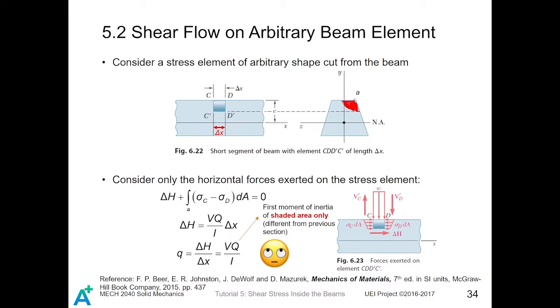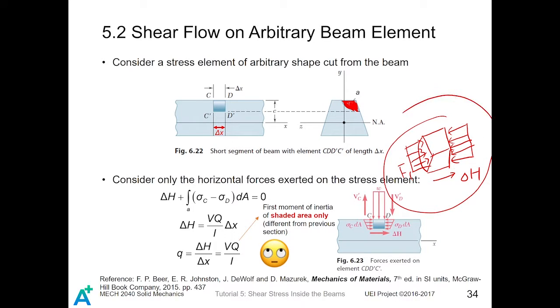For this stress element, it looks like this. Hope that you can feel comfortable with this drawing. The stress element looks like this. It has a distribution of F1 as well as a distribution of F2. At the same time, at the bottom of this stress element, there is also a horizontal shear force, delta H. I hope this drawing is acceptable to you. So we only consider those horizontal force components.